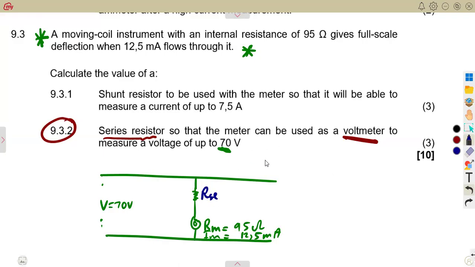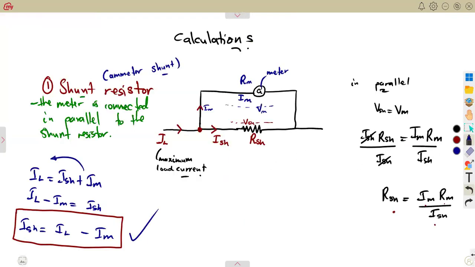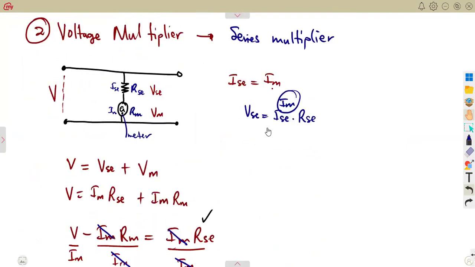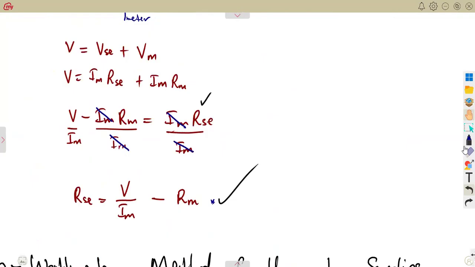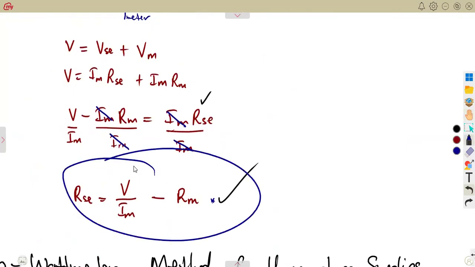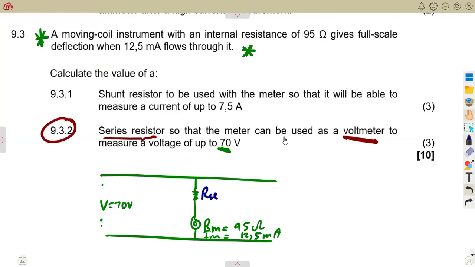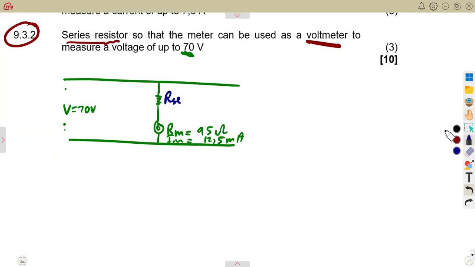So remember, we also talked about this multiplier circuit, a series. In a series, you can consider the voltage across the series, the resistance across the series from this formula. So I'm not going to talk about the manipulation, guys. We talked about all this manipulation. I just need the formula here. So we saw that this resistance across the series is going to be given by the formula, which is V over the current across the meter minus the resistance across the meter.